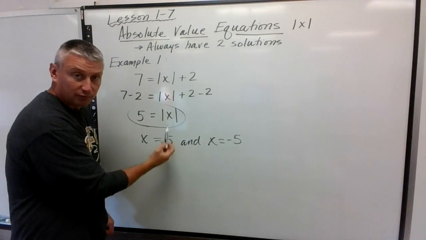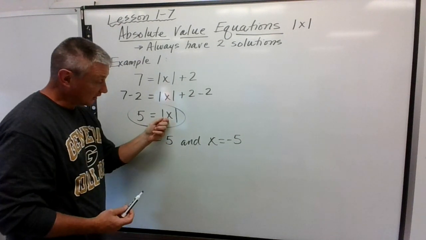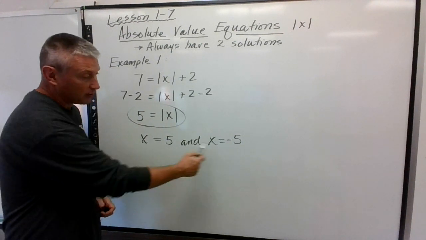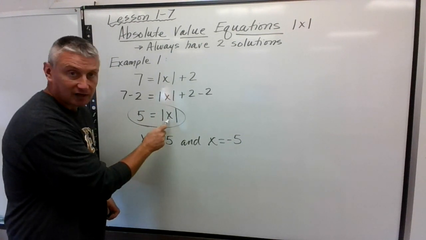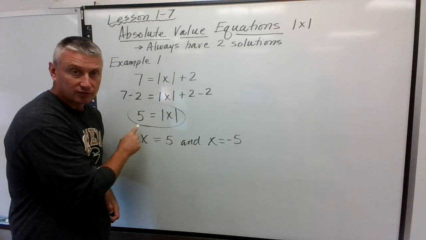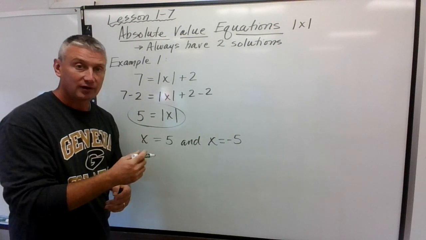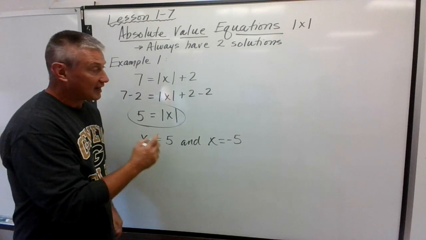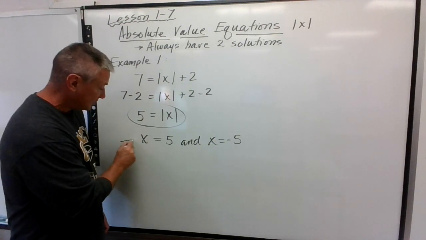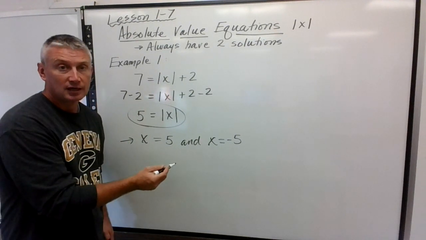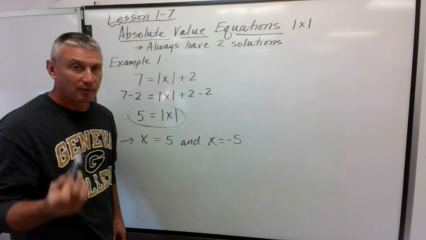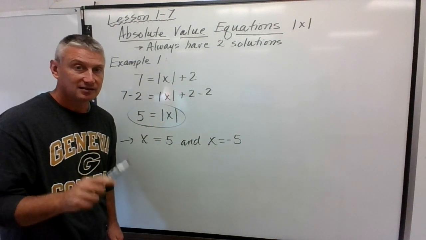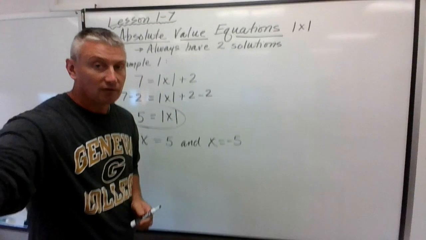So why are those two things the answer? 5, if I replace my X with 5, the absolute value of 5 is 5. It is 5 away from 0. But we also have -5, and the absolute value of -5 is also equal to 5 because it's 5 away from 0 as well. So it's the same distance away from 0. So in an absolute value equation, you will always have two solutions. Okay, and the thing that you have to remember about an absolute value equation is always get the absolute value by itself before you begin to solve the equation.